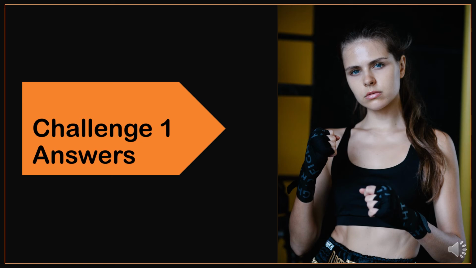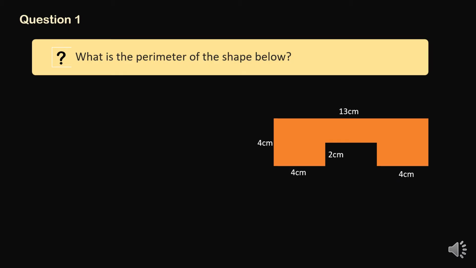Hi all, we're going to start answering the first set of questions. So we're going to go through the challenge 1 answers. Question number 1. What is the perimeter of the shape below?